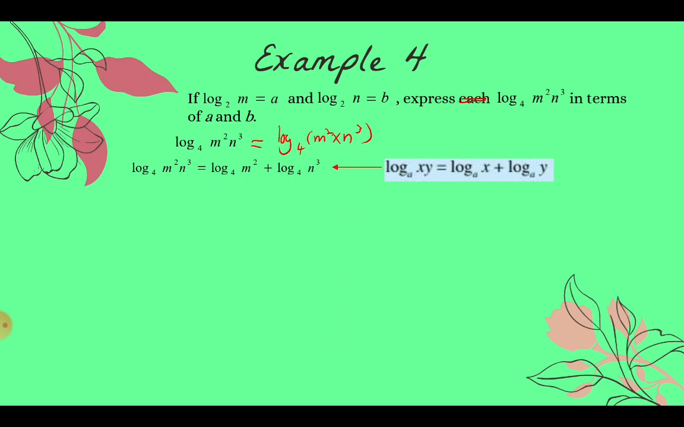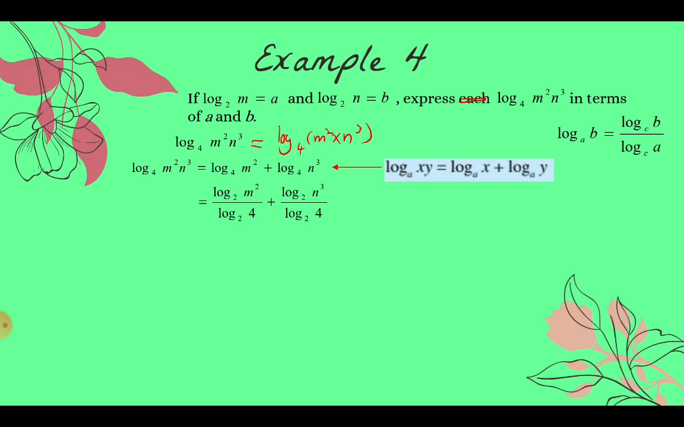And then we said that we want to have our a terms and b terms. So in order for us to have a and b, we need to convert the log base 4 into base 2. So we use the change of base formula. Log m squared base 4 is equal to log m squared base 2 over log 4 base 2. The same goes to log n cubed base 4, which is log n cubed base 2 over log 4 base 2.